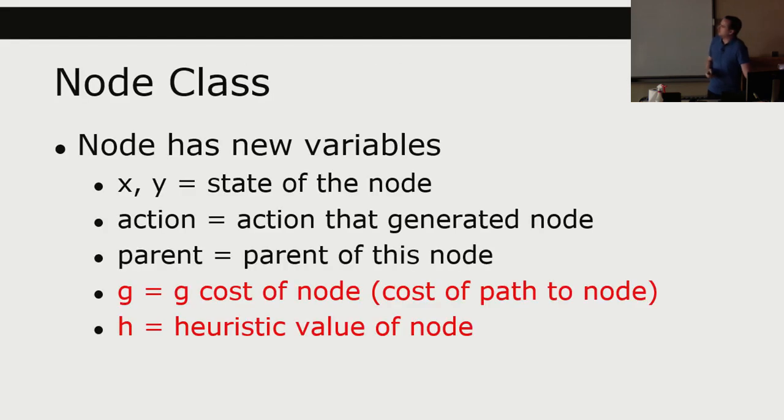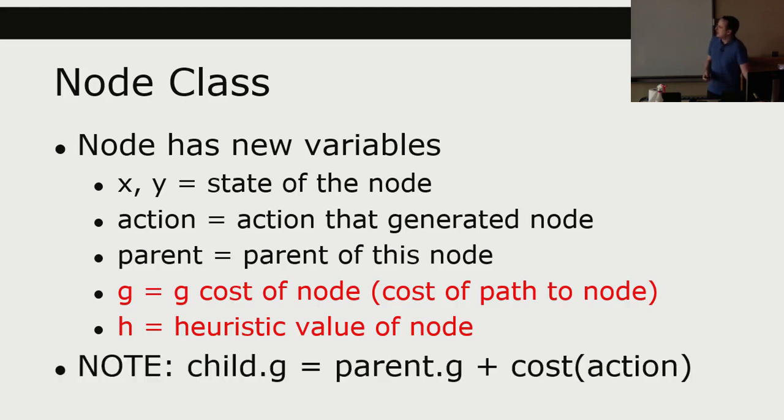Also, the node class has some new variables, so it still has x, y, which is the state of the node, the action, and the parent, but now it also has g, which is the g cost, which is how far it's come so far, and h, which is the heuristic function, of which we will have several different types, which we'll talk about in a second. And just keep in mind that the child's g cost is equal to the parent's g cost plus the cost of the action. Hopefully that should be pretty intuitive by now. So if I've come 1,000 to get right here, and then I go 100, then the g cost of right here is 1,000 plus 100. Okay, so that's how you calculate the g cost of a given node.